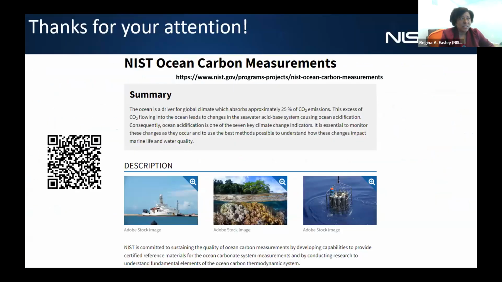And as for our efforts at NIST, we do have a NIST Ocean Carbon page. And so you can look here to also see updates on the work that we're doing.